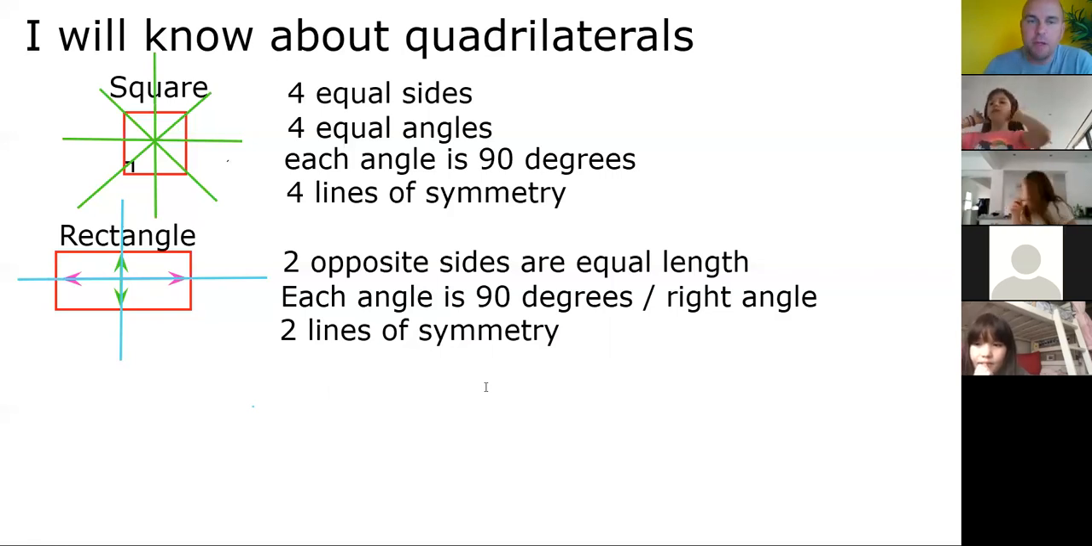Rectangles, very useful little shapes they are. We like them a lot. Okay, so we've got squares and rectangles and we know about them. Am I okay to delete this? And I can get into the difficult stuff.